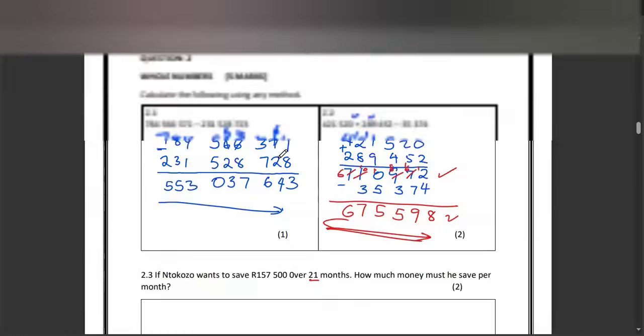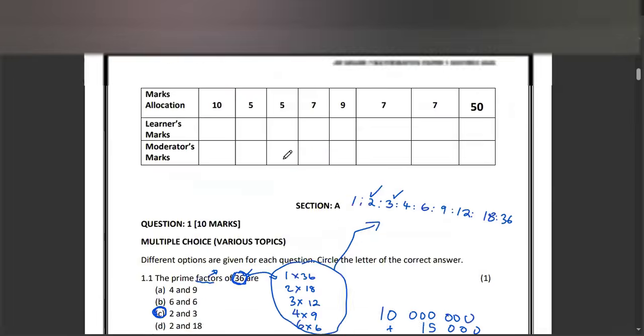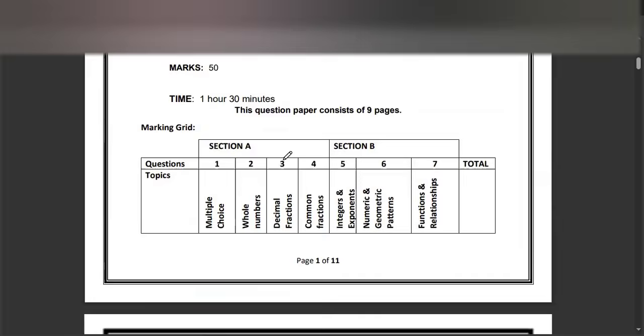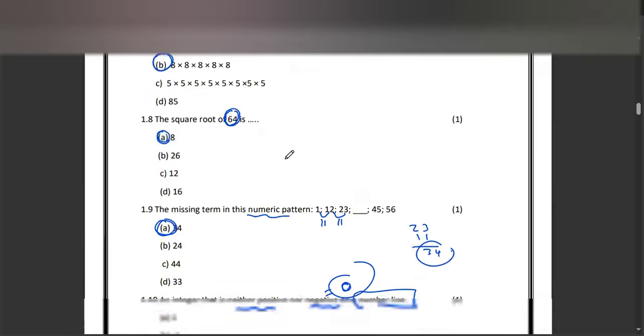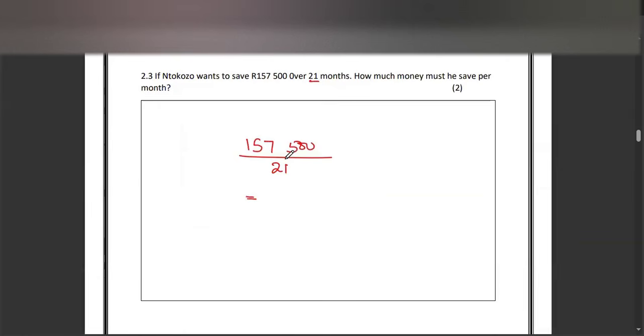Remember, did we have instructions in this paper? There were no instructions. But it's fine, we move on because at least you're supposed to use some bit of a small calculator. Nevertheless, whether you're using the long division or the short division, it is imperative that you at least have one. So 7.5 becomes our answer. So Ntokozo must save 7.5 per month, okay, for a period of 21 months. Then he will have that money.